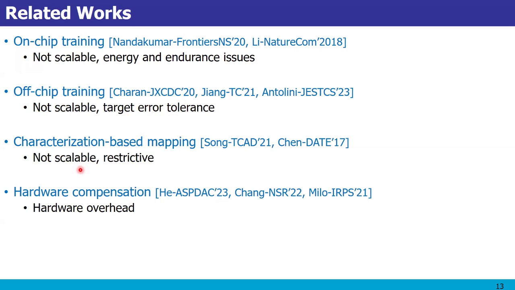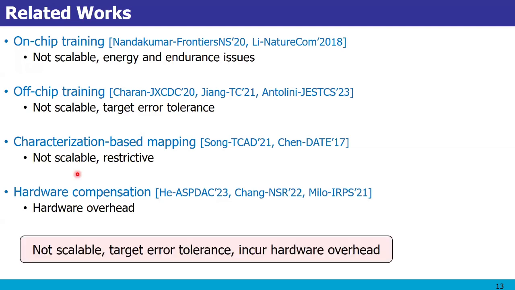And the last thing is you don't do any of the three above, and you just put some hardware on the chip, which takes care of the variation. But of course, as it's a new component, it's going to have its own overheads in the hardware. So in a nutshell, the related works which try to work on the conductance variation problem are not scalable. They focus on tolerance rather than error minimization and also incur hardware overheads. Our goal is to mitigate the conductance variation while not having any of these problems.